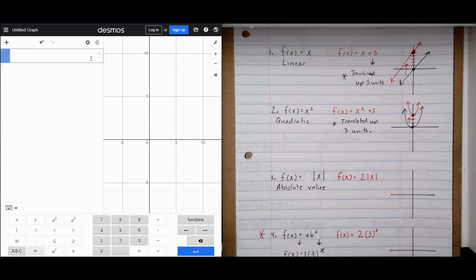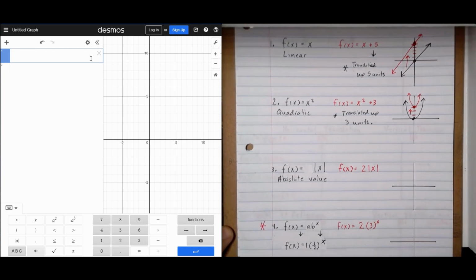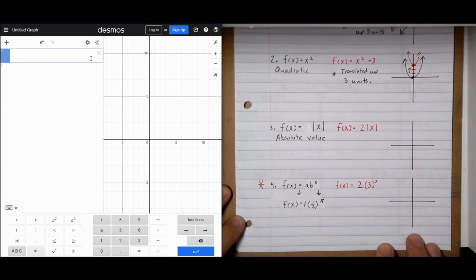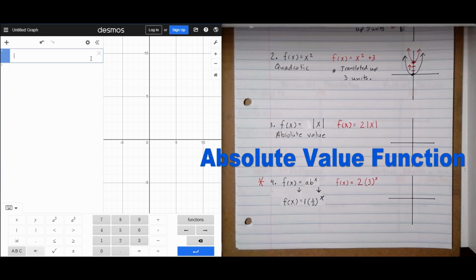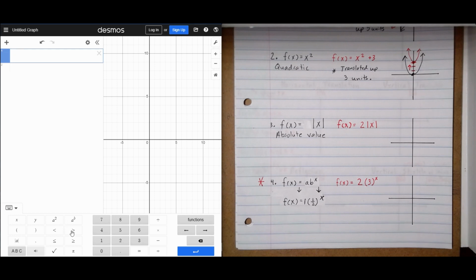So let's go to absolute value. Now this is a new function, right? You did not do absolute value in Algebra 1. It's going to look quite different from the quadratic and the linear equation. So let's go ahead and type it in. Now if you've never put in absolute value inside of the Desmos calculator, well, let me show you how you do that. You go over here to where you see these brackets and they have an absolute value with an A in it. Just simply click on it.